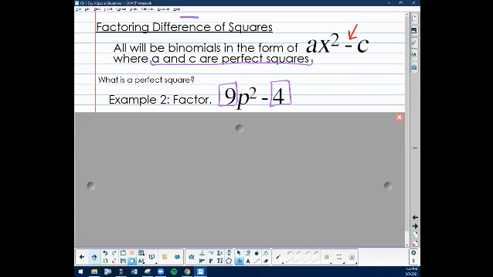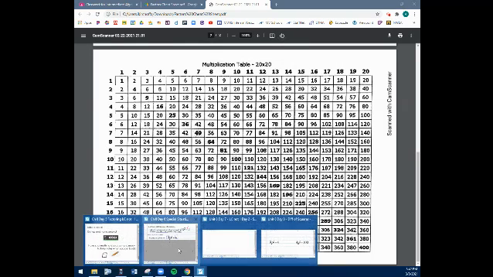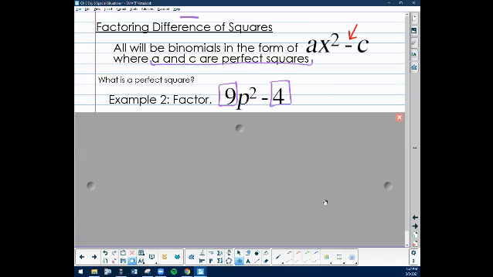Is 9 a perfect square? Is 4 a perfect square? If you want to check, because you don't know, see, are those numbers along my diagonal? Okay, 9 is and 4 is, so those are perfect squares, which means I can use the shortcut for perfect squares.